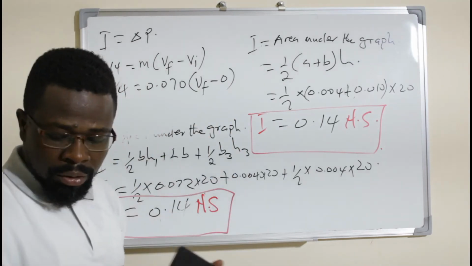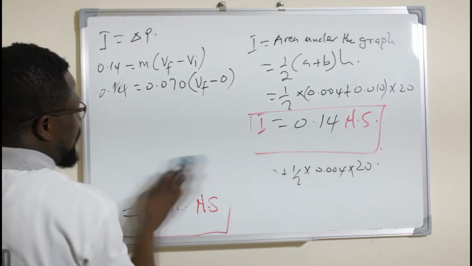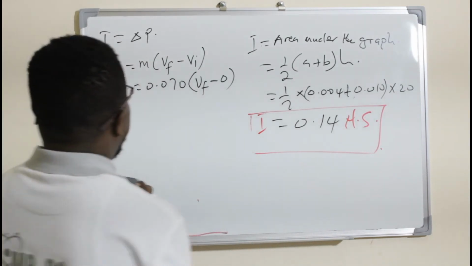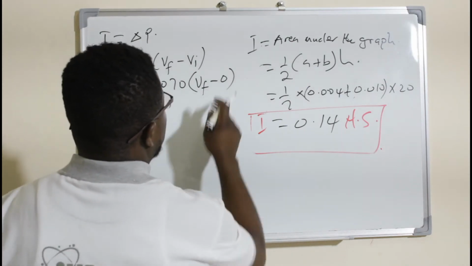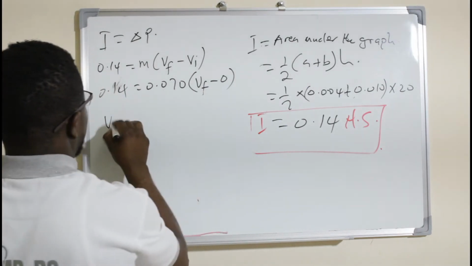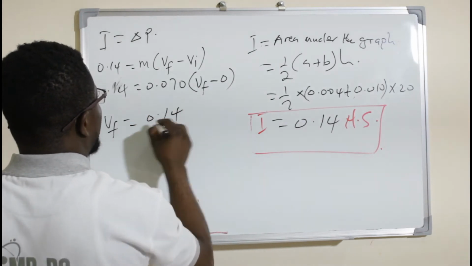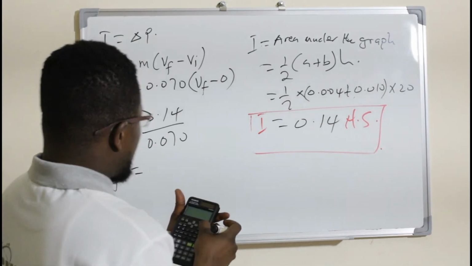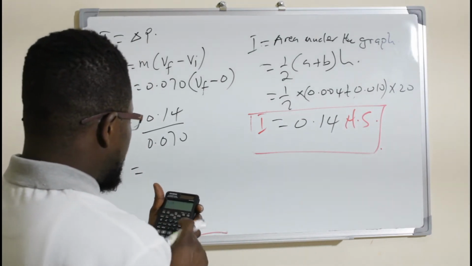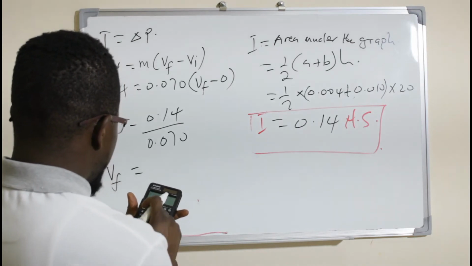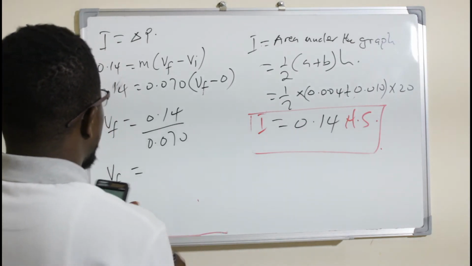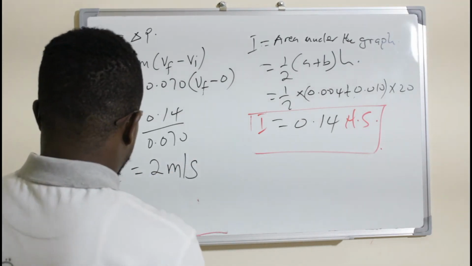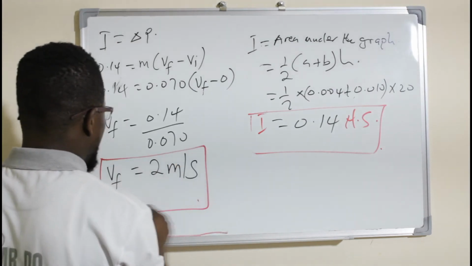And then we will solve for the v final. So to solve for v final from here, let's see what we're going to have. Once I am solving for v final, I am dividing through. So I'll say v final is now equal to 0.14 divided by 0.070. And what is my v final? Okay, so I have 0.14 divided by 0.070. And then we are getting 2 meters per second. And that becomes the velocity with which the block will be moving.